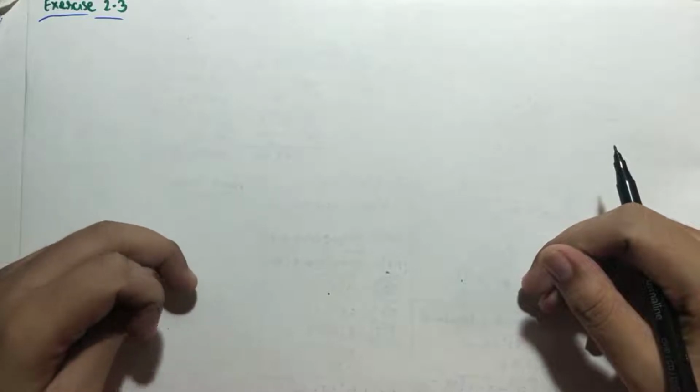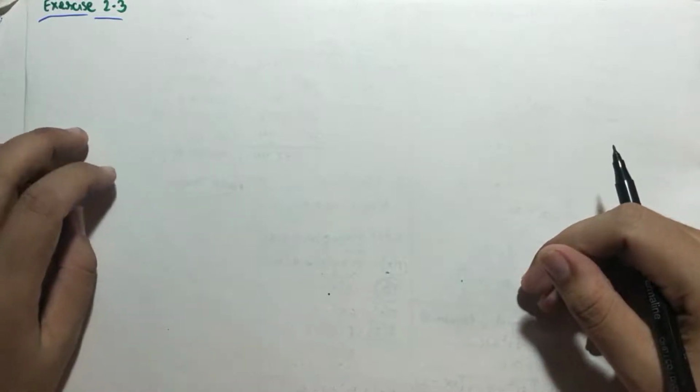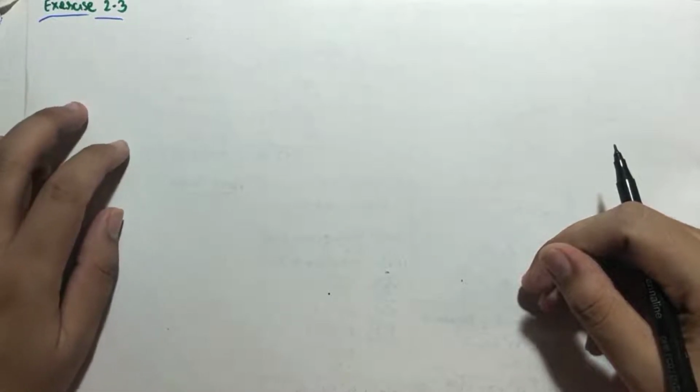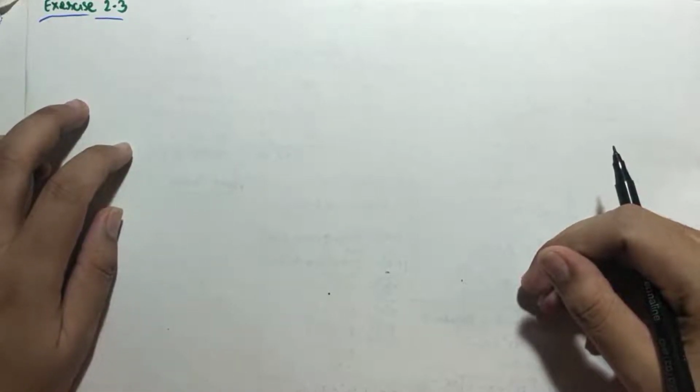Our today's topic is exercise 2.3 from 9th standard NCERT textbook, which is regarding the remainder theorem and the division of polynomials by a polynomial.